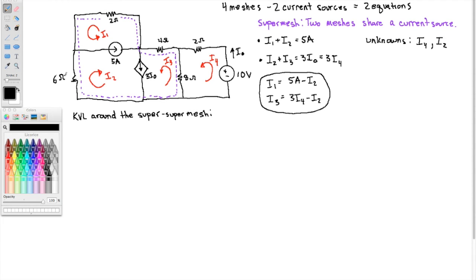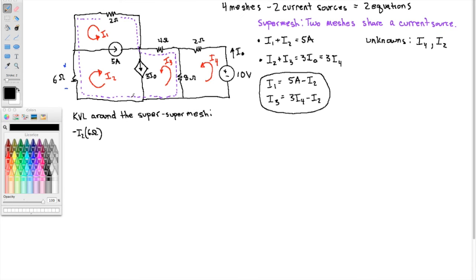So the drop in the direction that I'm traveling, traveling this direction, is, well, I2 is the only mesh current in that resistor. But I2 I've chosen the other way, not from top to bottom, but from bottom to top. So I need a minus I2, and I2 is one of my unknowns, so that's okay. Minus I2 times 6 ohms. That's the drop from top to bottom. So that puts me down here.